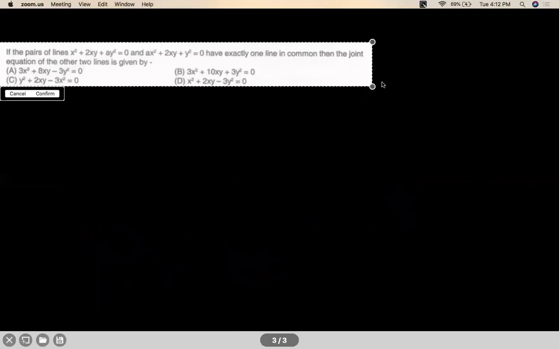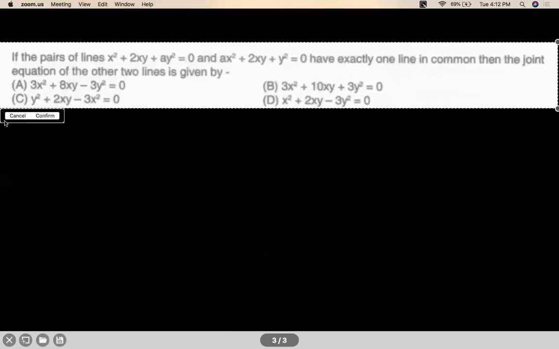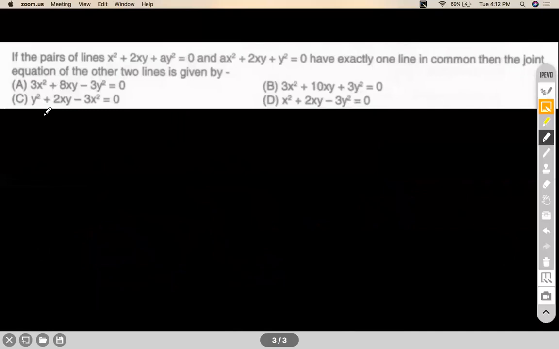This is from, I think, pair of straight lines. Again, we'll have around 3.5 minutes for this. Put your response in the chat box. Question is, if the pair of lines given by x square plus 2xy plus ay square equal to 0 and ax square plus 2xy plus y square equal to 0 have exactly one line in common, then the joint equation of the other two lines is which of the following?